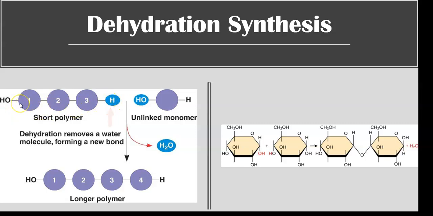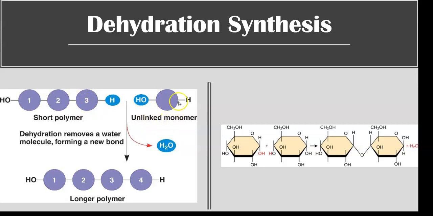Okay? Now, to be clear, each of these monomers, monomer 1, 2, and 3, each of them have their own individual OH on one end and H on the other. This one had an OH here and an H there, and this one had an OH and an H there. But now, let's see what happens when another monomer wants to join in and connect right here next to this monomer number 3.